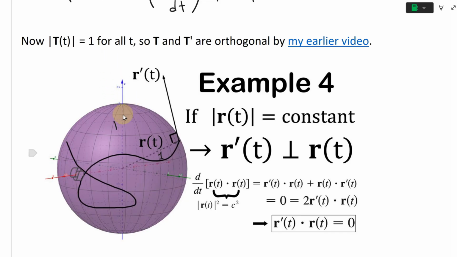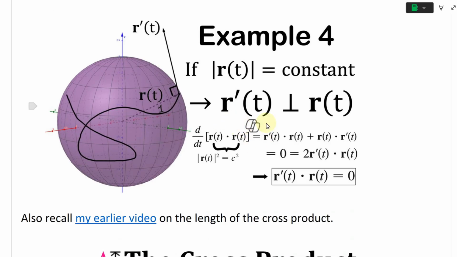And what it shows is that the derivative is going to be tangent to the sphere. So if the magnitude is constant, the derivative is going to be perpendicular, and if it's perpendicular, the dot product is going to equal 0. That's how it can be seen visually. This curve can be anywhere, as long as it's on the sphere. Fascinating stuff, so you can see my video on that.